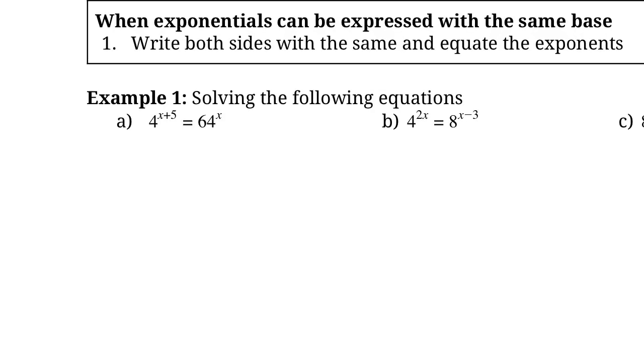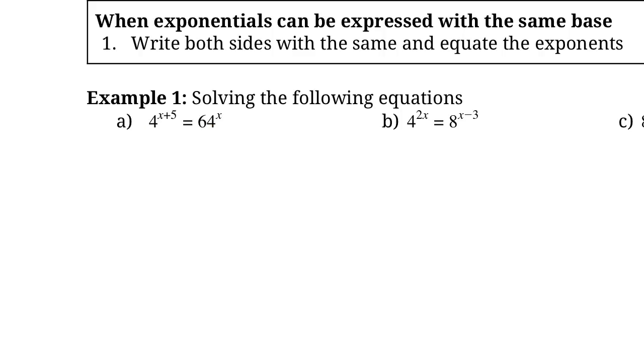If I'm asked to find x in the equation 4 to the x plus 5 equals 64 to the x, how could I do that? Well, if we remember, it's much easier to deal with these types of equations if they had the same base. And unfortunately, they don't have the same base right now. We have a base of 4 on the left-hand side, and a 64 on the right-hand side. Is there anything we can do to the 64 to make it have the same base as 4?